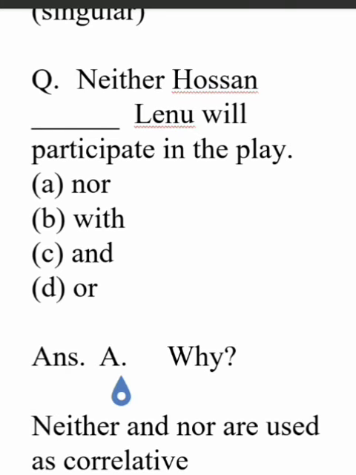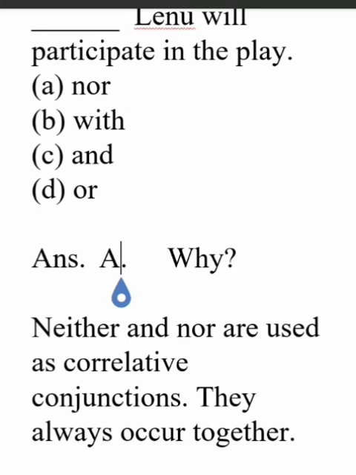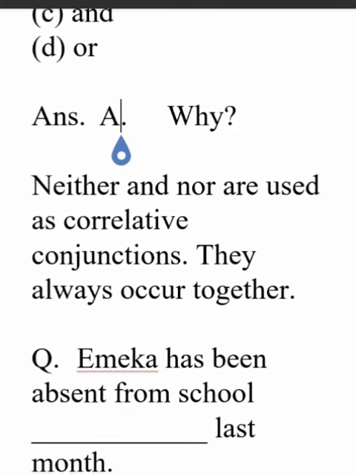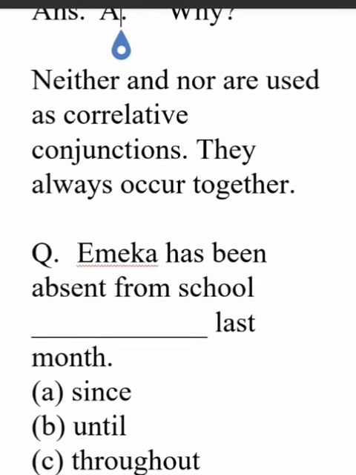Question: neither Hassan nor Lenyu will participate in the play. A. Nor. B. With. C. And. D. Or. Answer: D. Why? Neither and nor are used as correlative conjunctions. They always occur together.